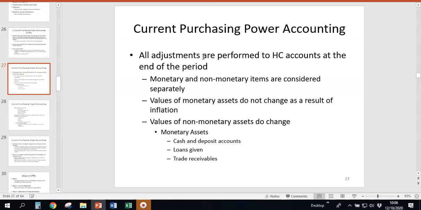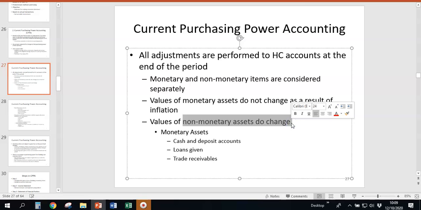One important distinction that you need to get your head around now is monetary and non-monetary items. They're considered separately. The value of monetary items does not change because, of course, remember, cash is cash. So monetary items would be cash, loans, trade receivables, trade payables, because they don't change. If you have €1,000 at the bank in January, you still have €1,000. What will change is its purchasing power. The value of non-monetary assets does change, i.e. the purchasing power in terms of land, property, plant and equipment, inventory. So it's an important distinction when we're looking at those.